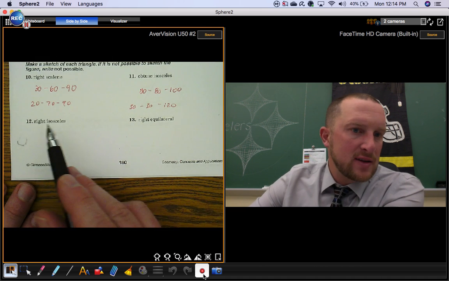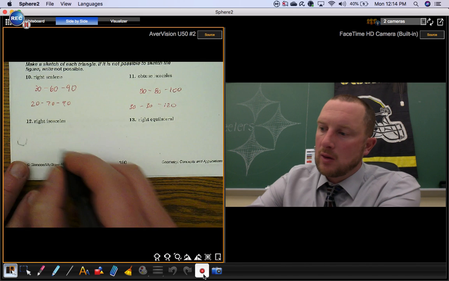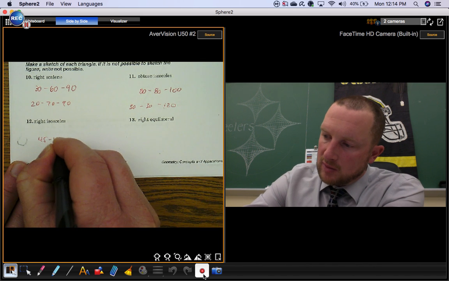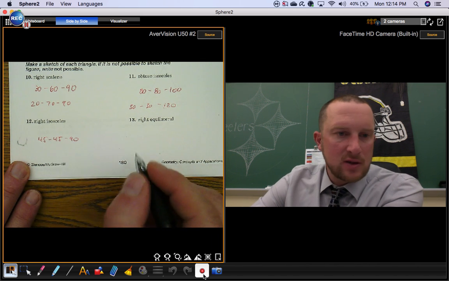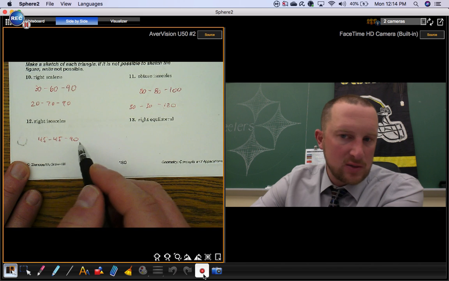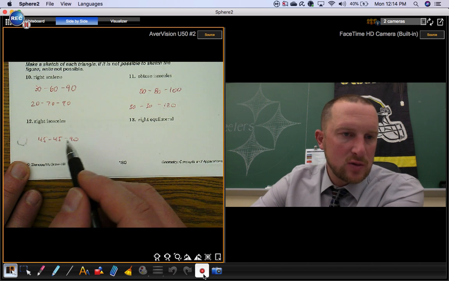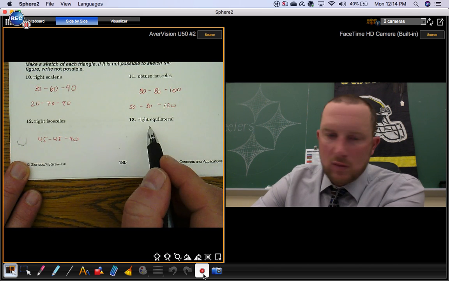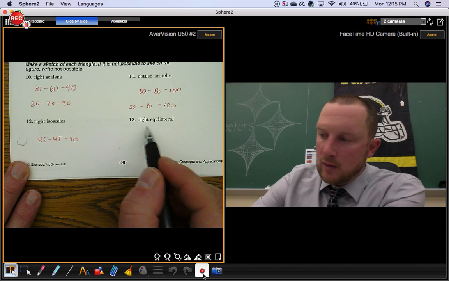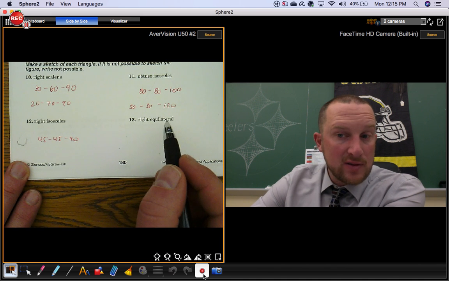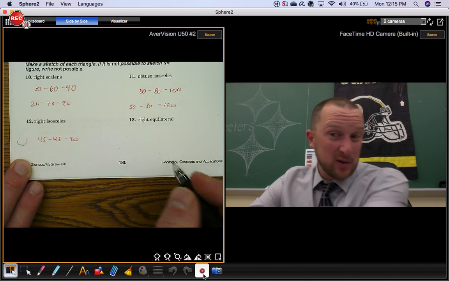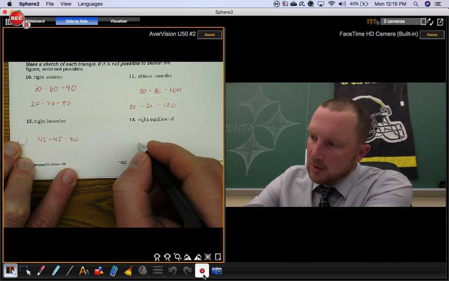Number 12 is right isosceles. We already talked about this one. There's only one right isosceles triangle in the world. That's the only possible option. 2 of the angles match, 1 of them is 90. Right equilateral. If you have a right angle and all the angles are the same, then you'd have 3 right angles. That doesn't make a triangle. This is not possible.